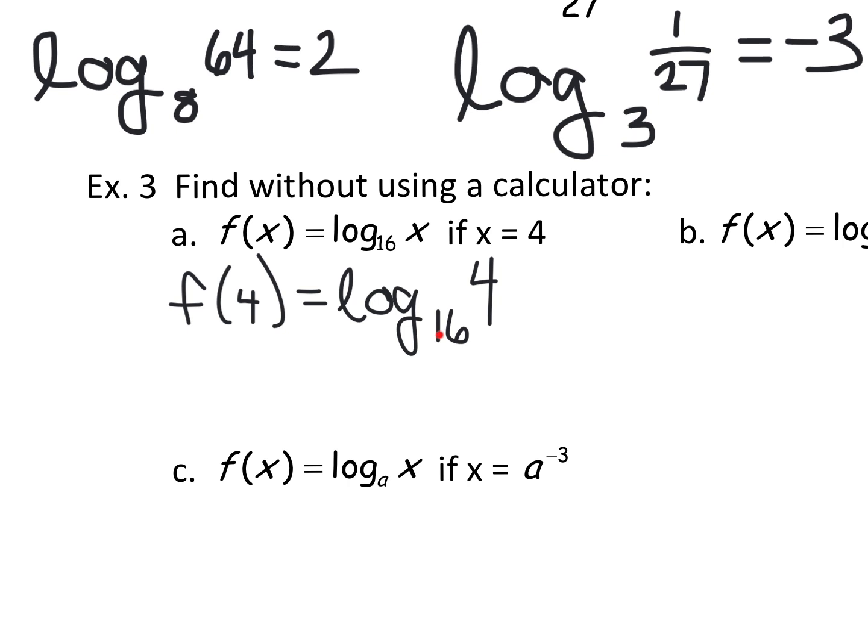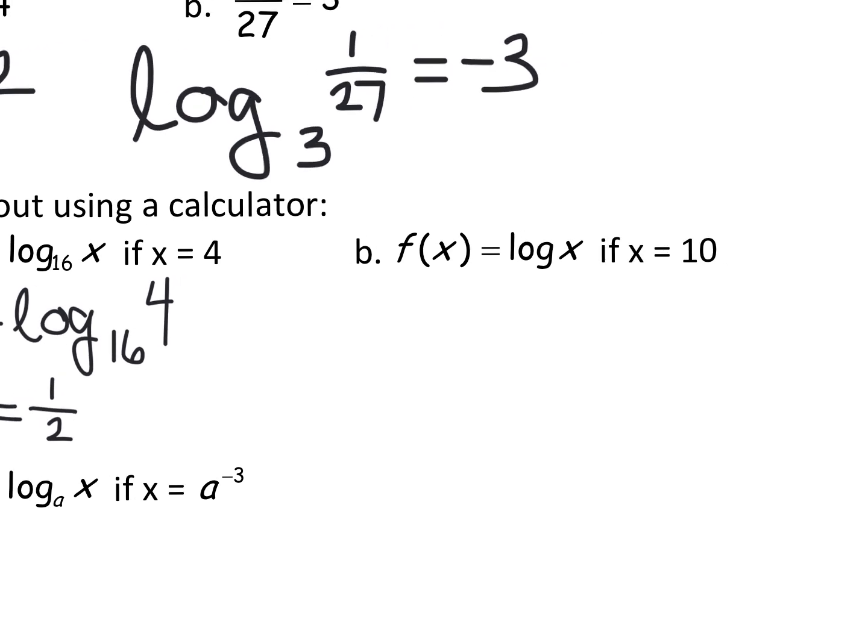Well, we know that we'd square root 16 to get 4. Well, square root as an exponent is 1/2. We can talk more about fractional exponents. So the output, f of 4, is equal to the exponent that makes 16 into 4, which would be 1/2. So f of 4 equals 1/2.